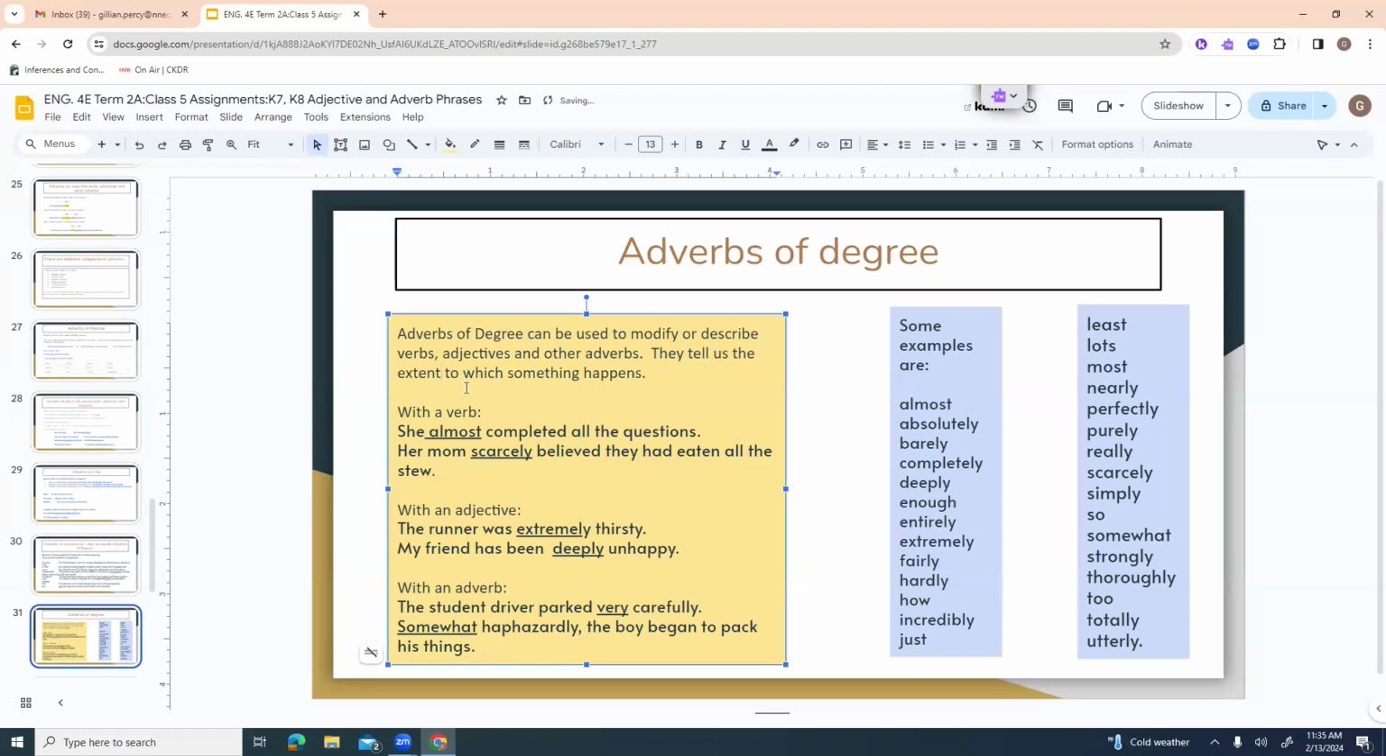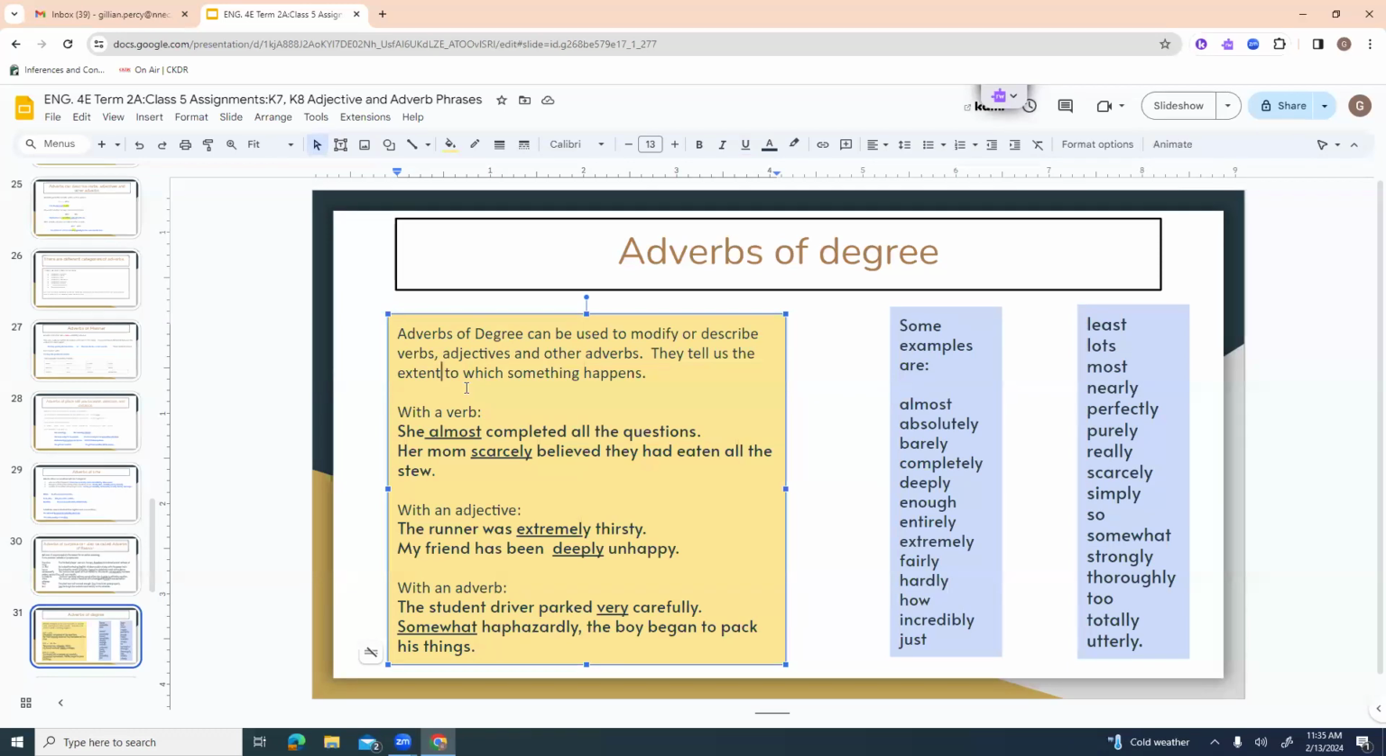She almost completed all the questions. Her mom scarcely believed they had eaten all the stew. The runner was extremely thirsty. My friend had been deeply unhappy. In those cases, the adverb is describing an adjective. It can also describe another adverb.